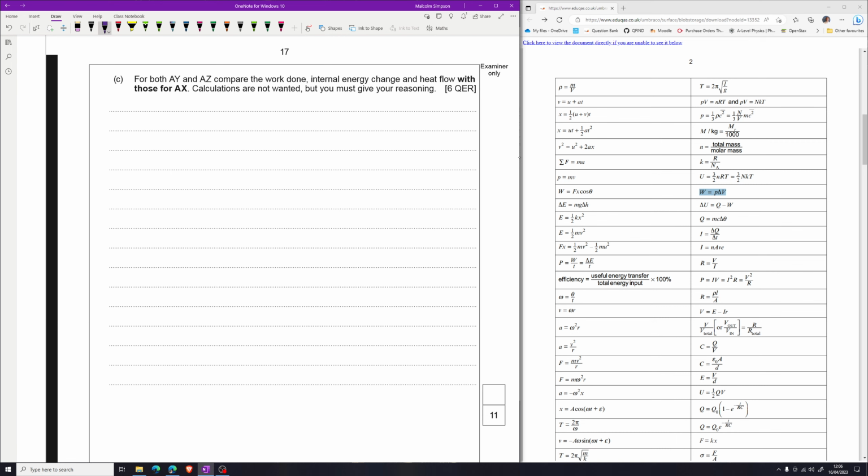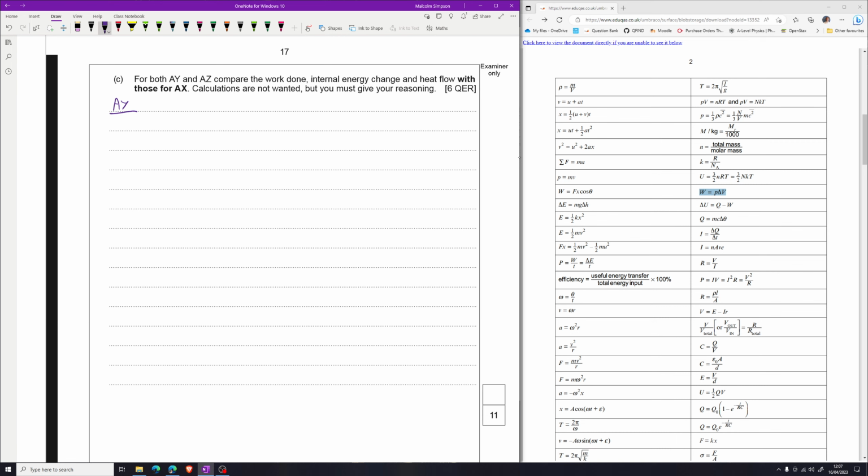Look at the way this is phrased for both AY and AZ. So straight away we can split our answer into 2 parts, one for AY and one for AZ. Compare work done, internal energy, and heat flow with those for AX, and that is in bold. So a comparison is what's required. So the way I would approach this question, the way I would go about this, I would literally write, before I'd even thought about what to include, I would put the structure of my answer down, and I would do it like this. AY, underlined.